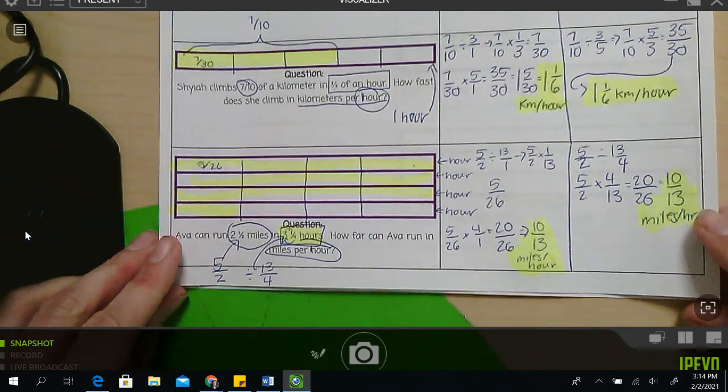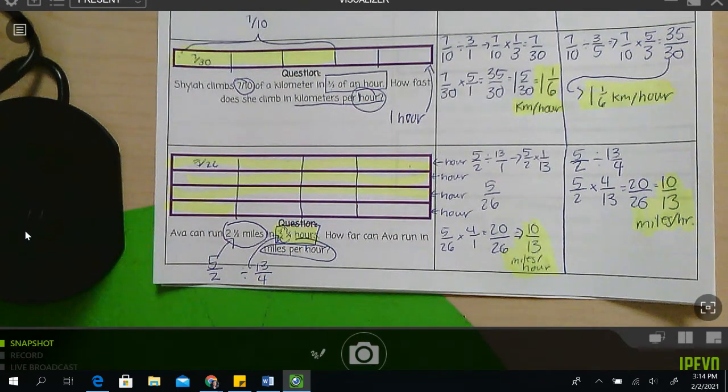Okay, so make sure you have everything copied. Now the questions on the back are very similar to the questions on the front. If you need help getting started, just let me know, but go ahead and make sure you have everything written down, and then you're going to try the ones on the back for yourself.